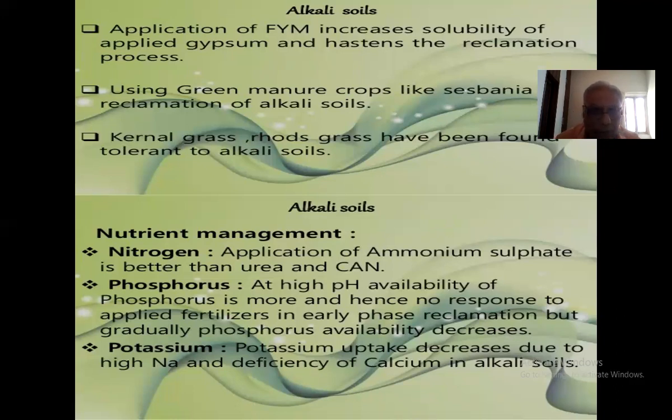At high pH, availability of phosphorus is more, and hence there is no response to applied fertilizer in the early phase of reclamation, but gradually phosphorus availability decreases.